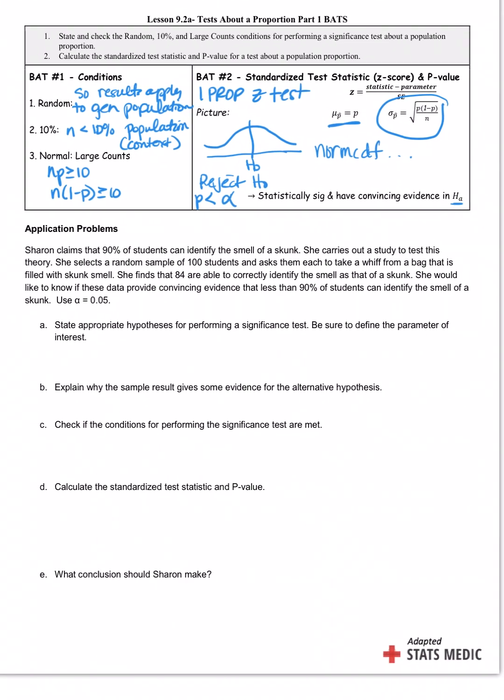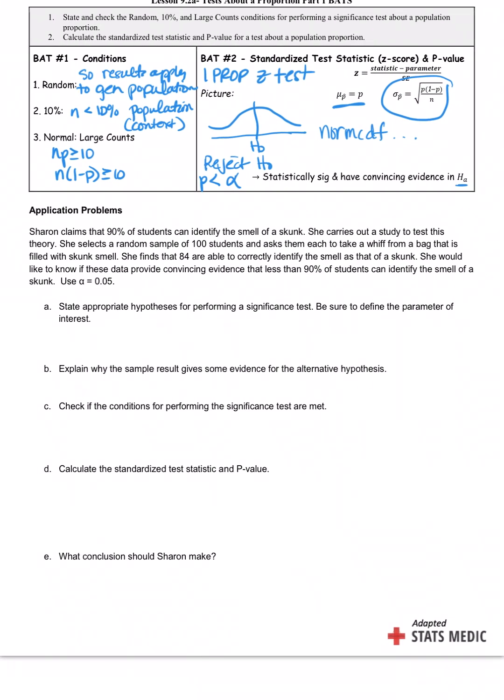All right, let's try one out here. Sharon claims that 90% of her students can identify the smell of a skunk. She carries out a study to test the theory. She selects a random sample of 100 students and asks them to take a whiff from a bag that is filled with skunk smell.